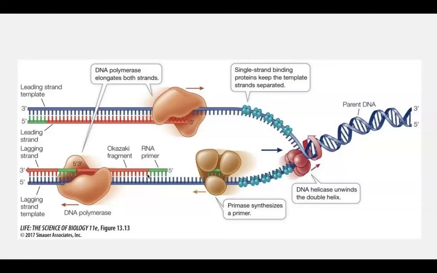So the leading strand grows continuously. For the lagging strand, primase comes in, synthesizes a primer, and then goes on to synthesize another primer, etc. DNA polymerase then comes in and fills in those gaps in between the primers with what are known as Okazaki fragments.